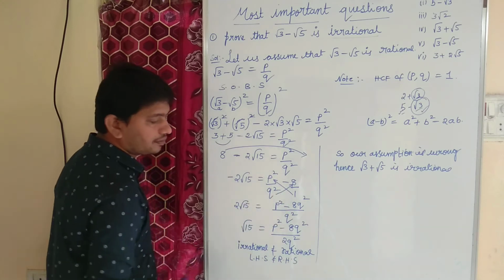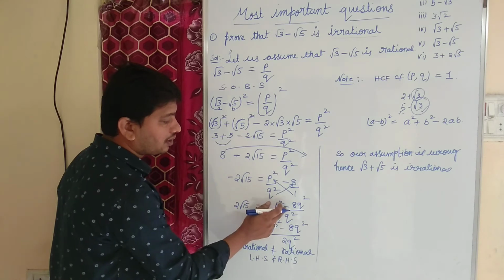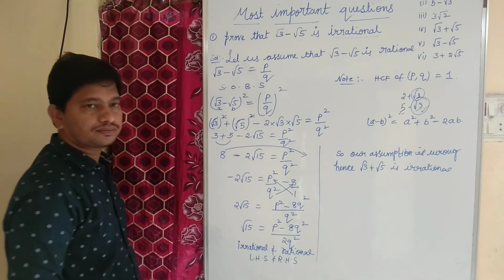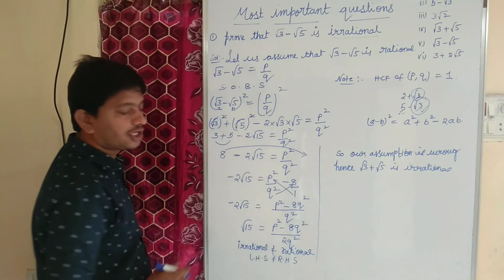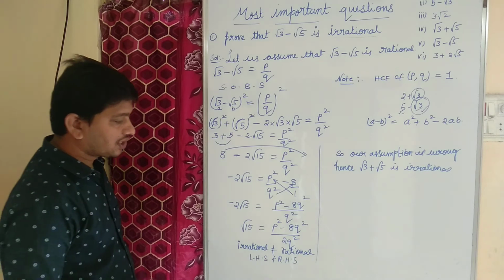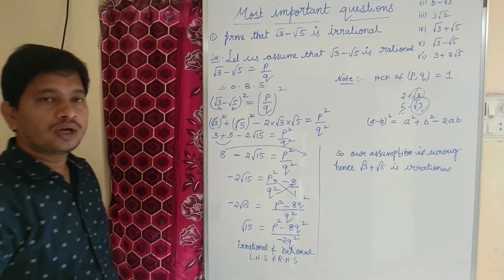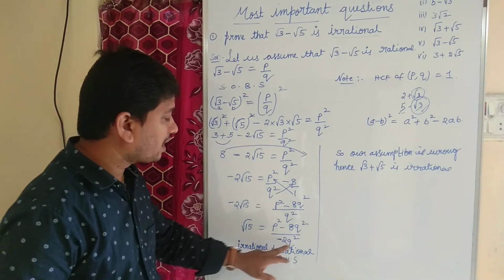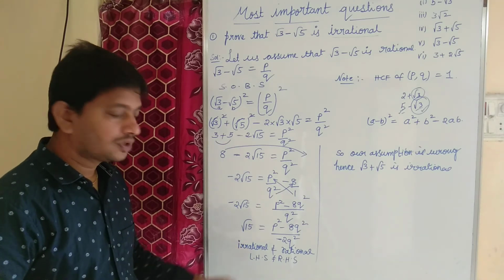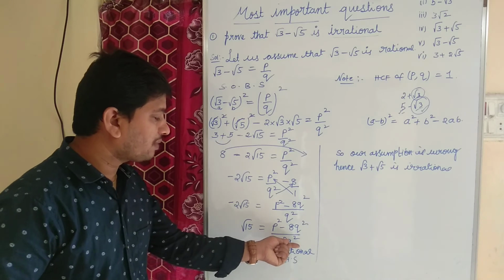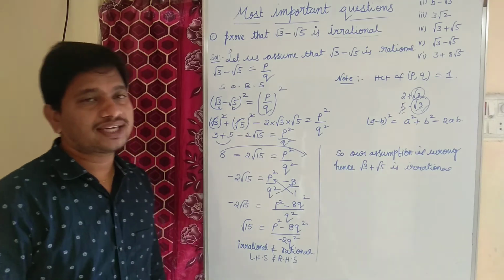Nothing, in the sense 1 here. LCM of q square and 1 is q square. 1 into p square minus 8 into q square, 8q square. Okay. So minus 2 root 15 equal to (p square minus 8q square) by q square. Okay, children. As minus 2 is multiplying here, if you transpose, it will become (p square minus 8q square) by minus 2q square. I mean, root 15 is irrational, whereas (p square minus 8q square) by minus 2q square is a rational. I mean, irrational number is not equal to rational number.